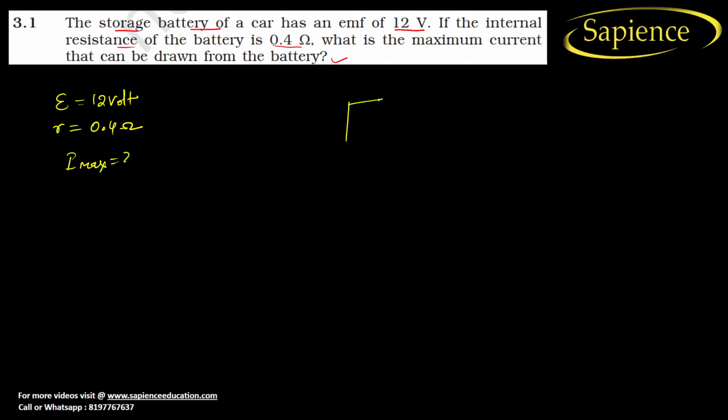So we know that maximum current will be drawn when there is no external resistance, or external resistance is zero. So we are not considering external resistance. Basically, if external resistance were there, what type of formula would we have to use? That is I equal to E by capital R plus small r. But we are considering our external resistance to be zero. So finally, for maximum current, external resistance should be 0, and this is equal to 12 divided by 0.4. So this will be 30 ampere.